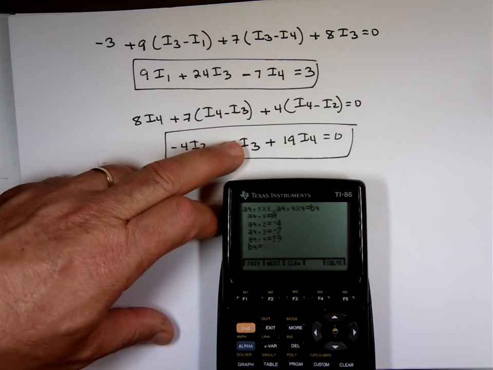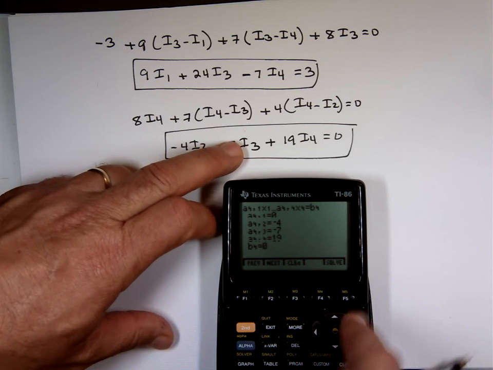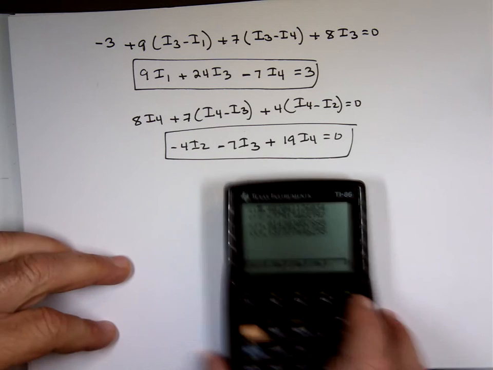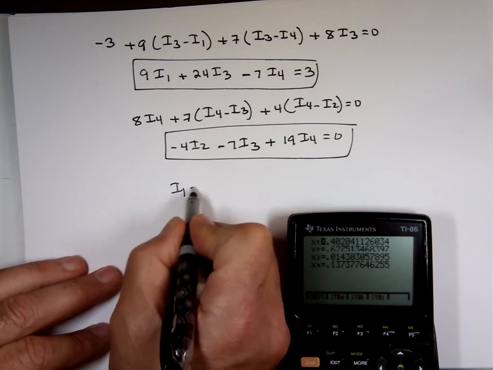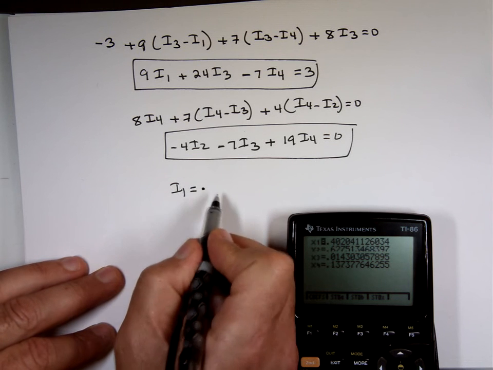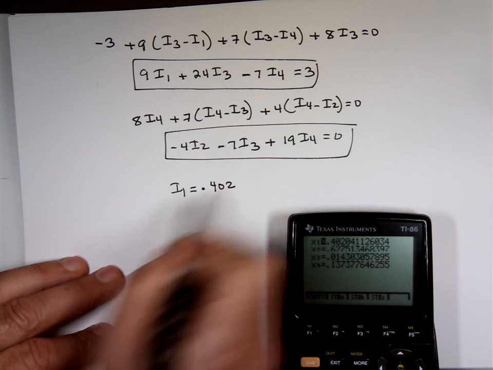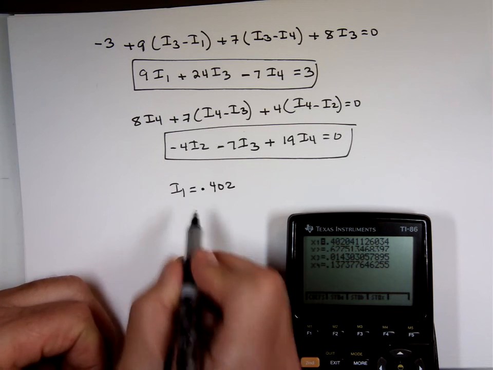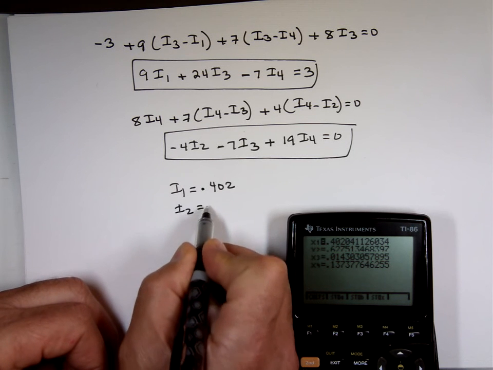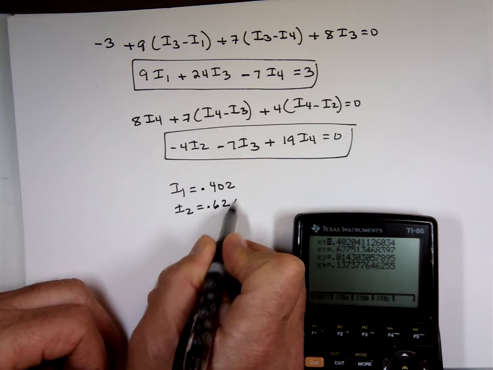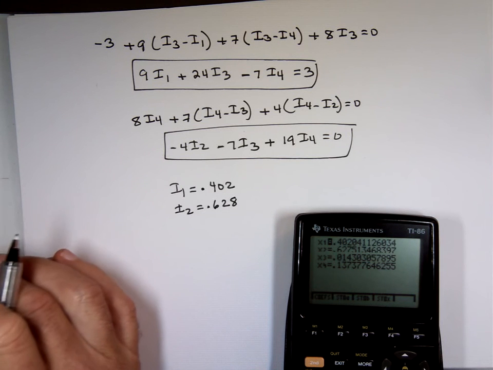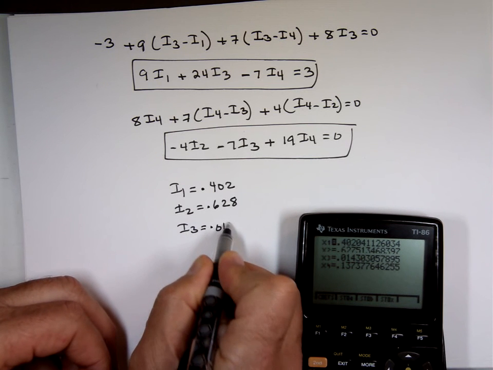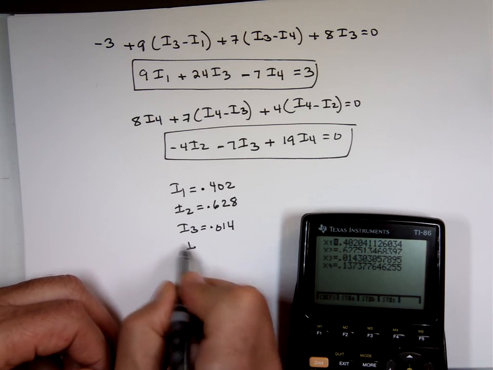And now I hit solve. And here are my answers. I sub 1 is 0.402. I sub 2, 0.628, I think, if I can read that, there's a strip that's missing. I sub 3, 0.014. And I sub 4, 0.137.